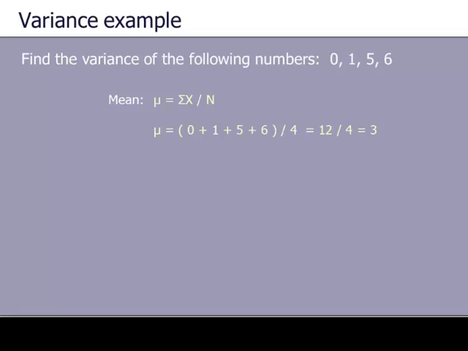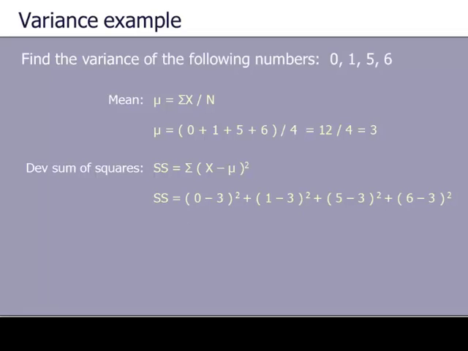Given the mean, we can compute the deviation sum of squares. We see that the deviation sum of squares is equal to 0 minus the mean 3 squared plus 1 minus the mean 3 squared plus 5 minus 3 squared plus 6 minus 3 squared. This turns out to be 9 plus 4 plus 4 plus 9, or 26.